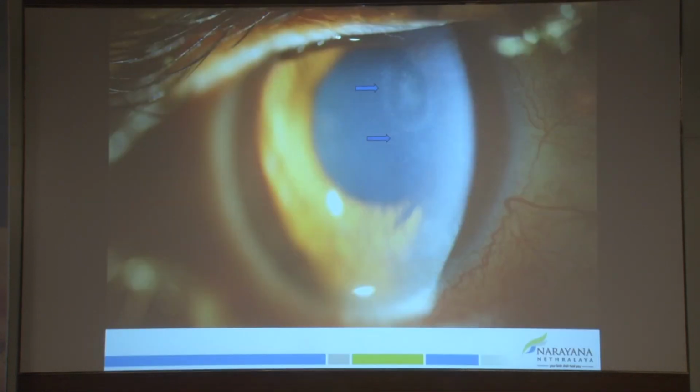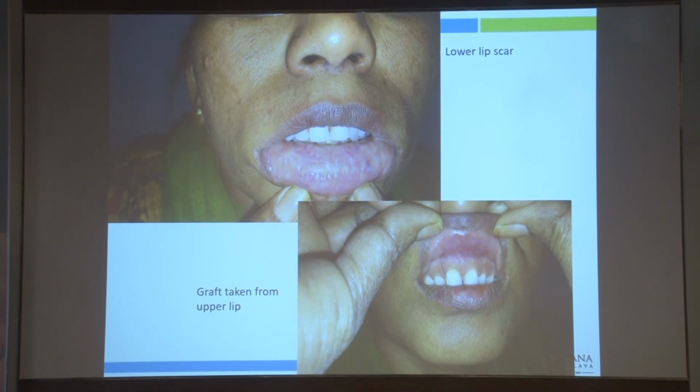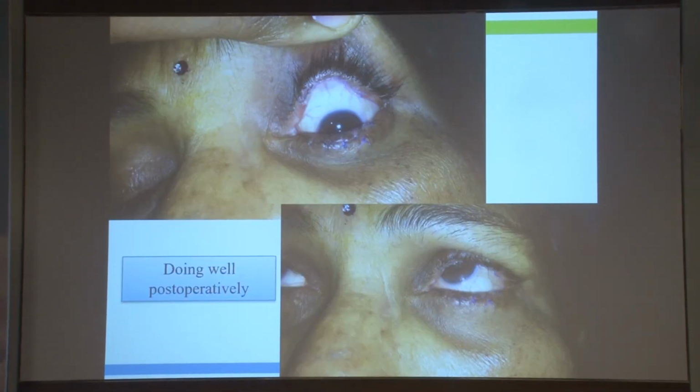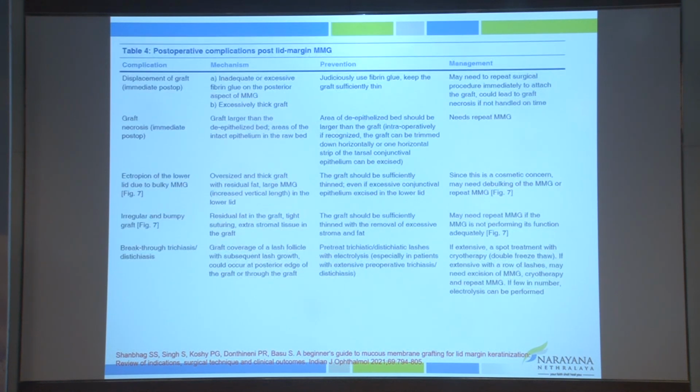Again, just to show that in case you do not have the lower lip, you can take a graft from the upper lip as well, but you just have to make sure that you do not damage the philtrum or any other structure. So there can be certain complications. This is a very good article written by Swapna Shanbag and the group from LVP for anyone interested in starting off mucous membrane grafts. It's good to know if there are some minor complications, how to handle them. And with that, thank you for your patient listening.